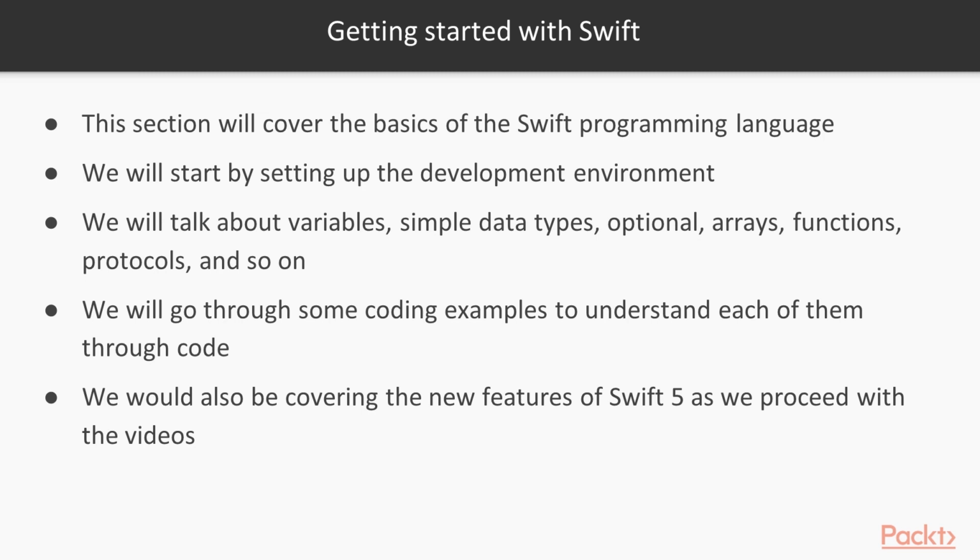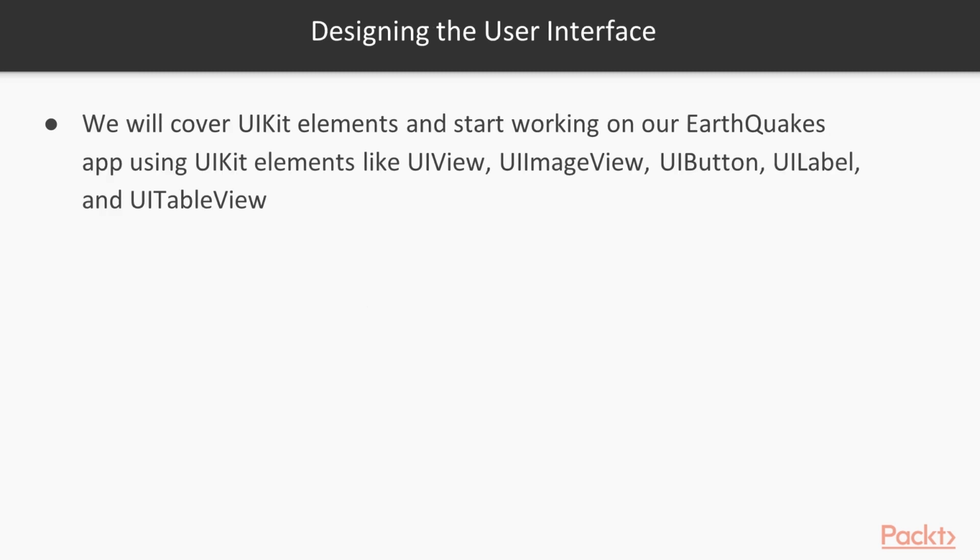We will go through some coding examples as we move forward so you can understand and see the output by yourself. We would also be covering the new features of Swift 5 as we go through all of these videos. In the next section, designing the user interface, we will cover the UI kit elements and start working on our application which lists the earthquakes happening around the world.